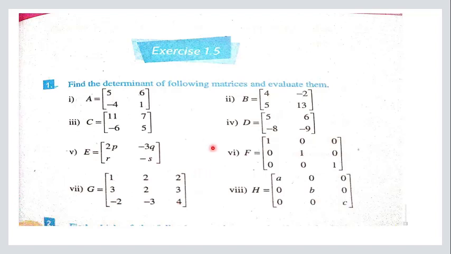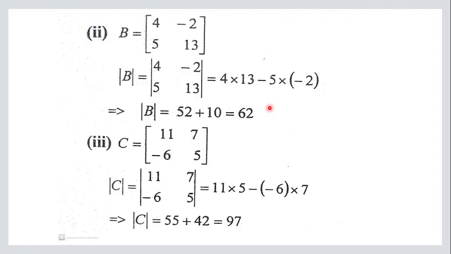So first of all, let's jump to the solution of part 2, matrix B, which is 4, minus 2, 5, 13. Now matrix B is equal to 4, minus 2, 5, 13. Determinant of B is equal to 4, minus 2, 5, 13 in the perpendicular lines. So 4 multiplied by 13 and then minus sign, 5 multiplied by minus 2. Alright, now determinant of B is equal to 4 multiplied by 13 is 52, and then minus minus plus, 5 twos are 10, 52 plus 10 is 62.